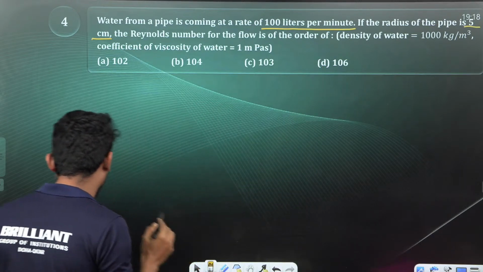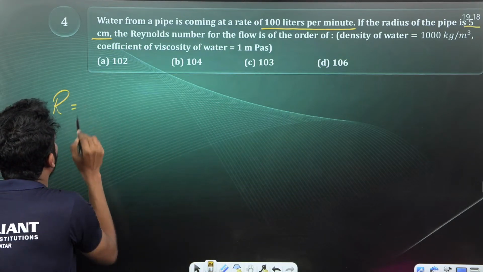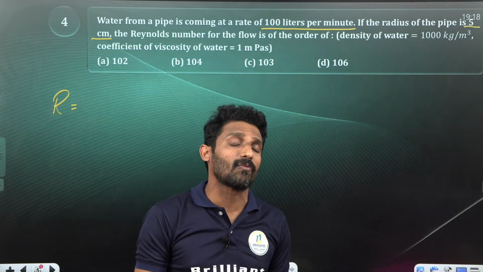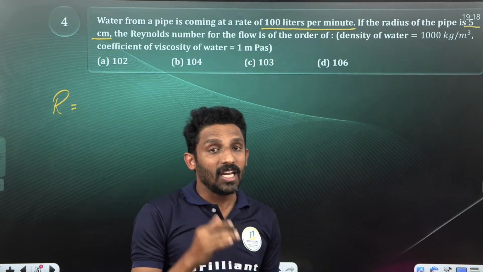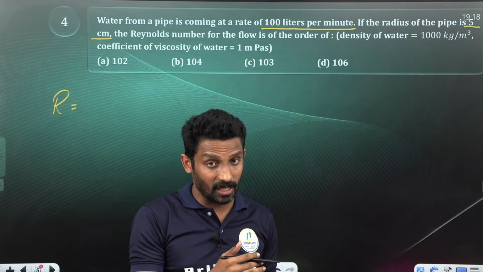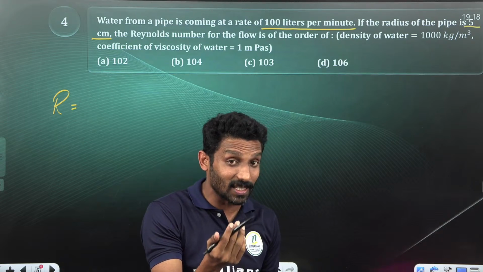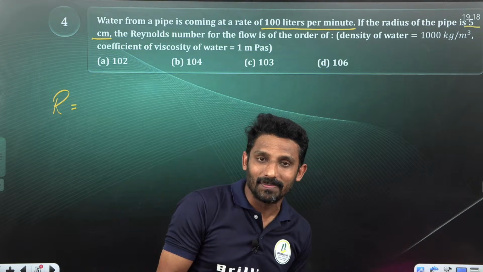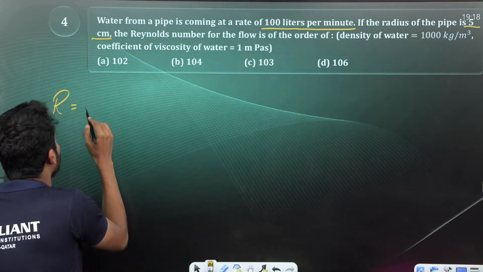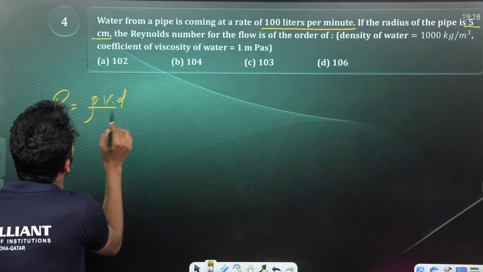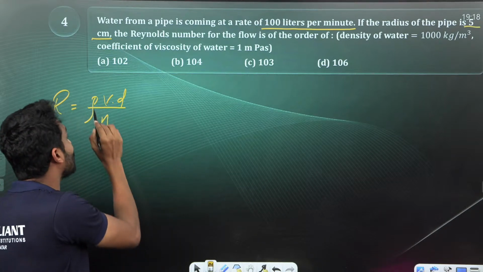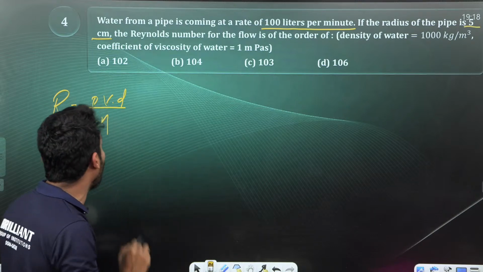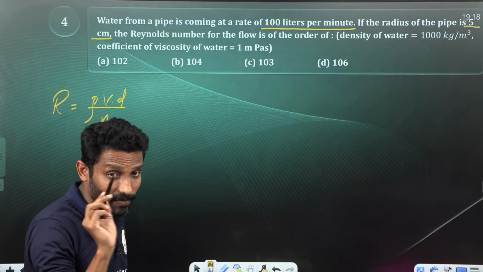Reynolds number. What is the idea of Reynolds number? It is a dimensionless, unitless number. Based on its value, we define whether the flow is turbulent or streamline. If the Reynolds number is less than 1000, the flow is streamline. If it is greater than 2000, it is turbulent. If it is between 1000 and 2000, the flow is unpredictable. Now Reynolds number is rho Vd by eta. Rho is the density, V is the speed of flow, D is the diameter of the pipe, eta is the coefficient of viscosity.